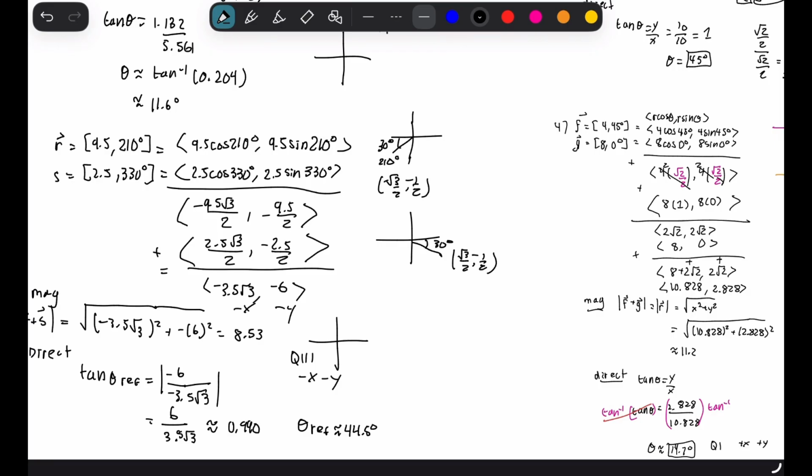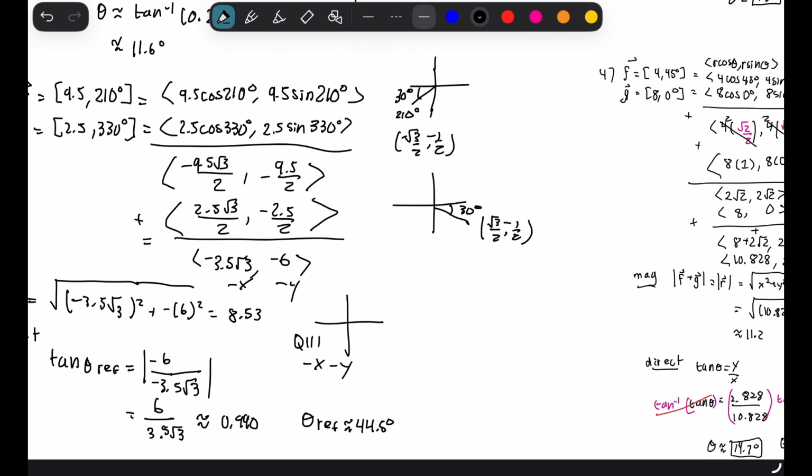Now, if we get theta reference after taking the tan inverse, that's going to be approximately 44.5 degrees. But since we know that reference angle is just a reference angle and it has to be in the third quarter, we're going to have to add 180 degrees to 44.5 because we're in Q3, so that's going to be 224.5 degrees. That's going to be your direction.